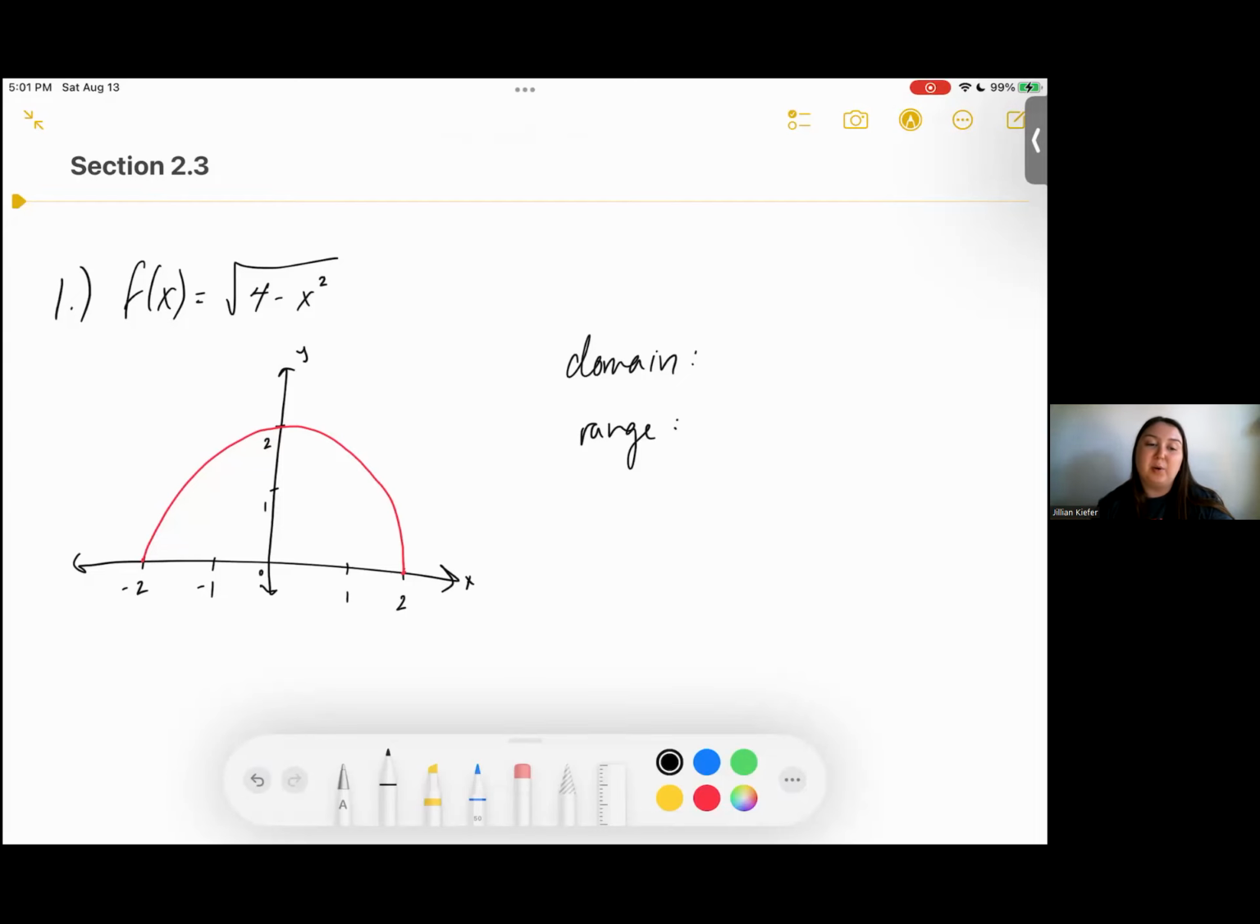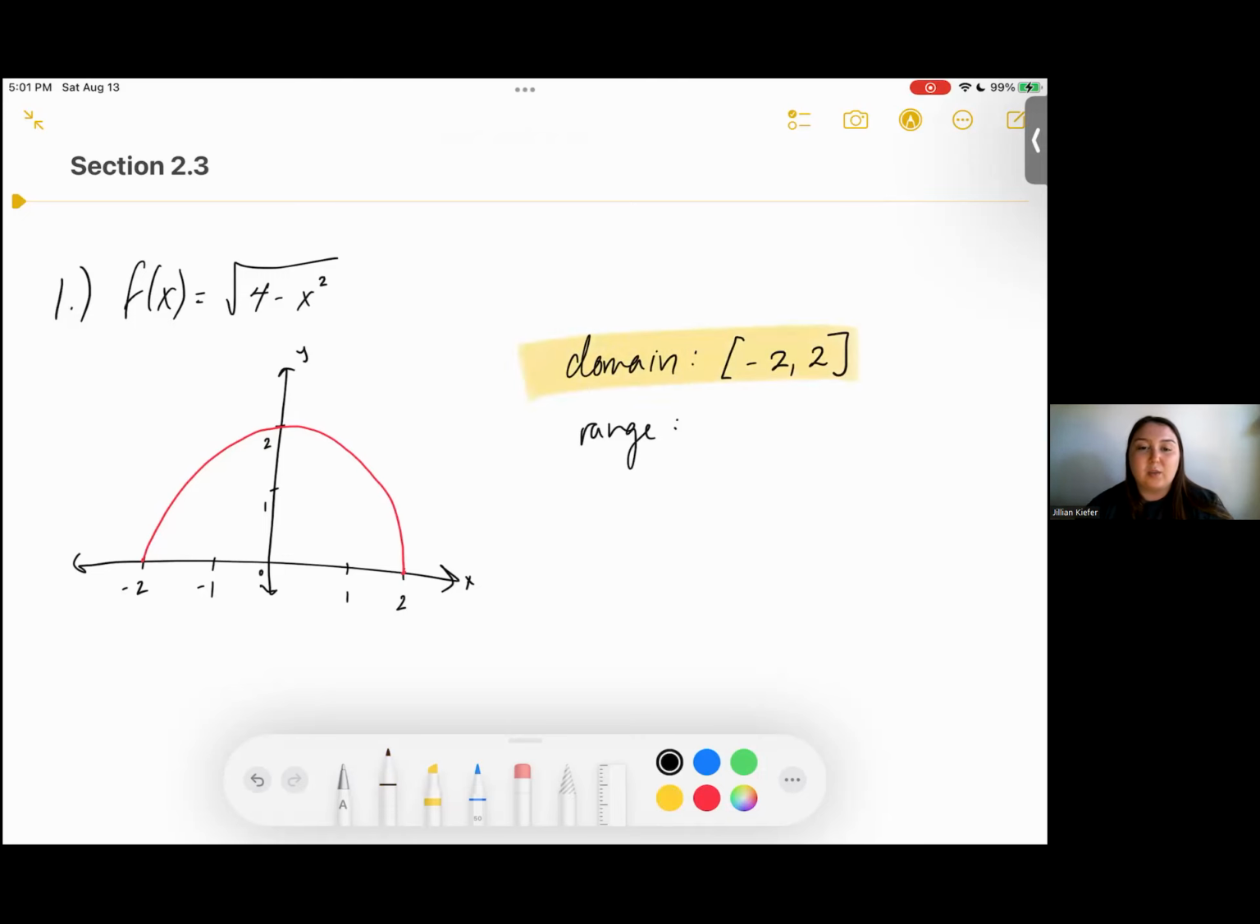And we include both since we don't have any open circles. If we don't have any open circles, we're just assuming everything is defined. So our domain will look like this. We have -2 to 2, and we've included those values, so we drew in square brackets.